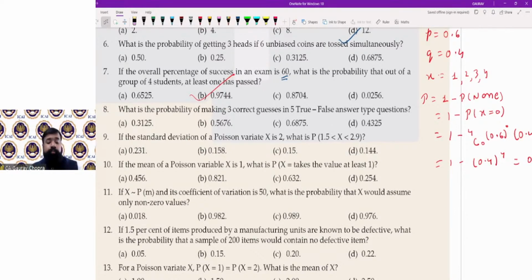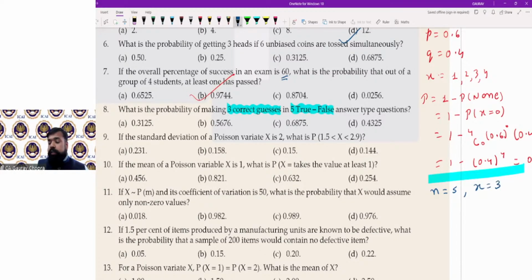Eighth one. What is the probability of making 3 correct guesses in 5 true false answer type questions? So what you have to do? Since there are 5 questions, n will be equal to 5. We have to make 3 correct guesses, so x will be 3.